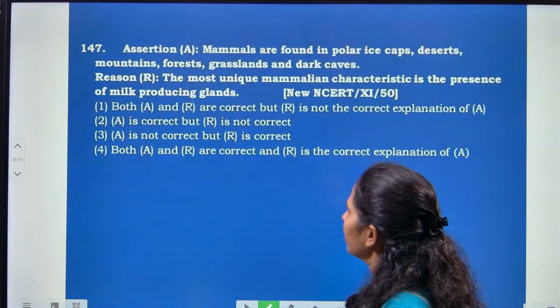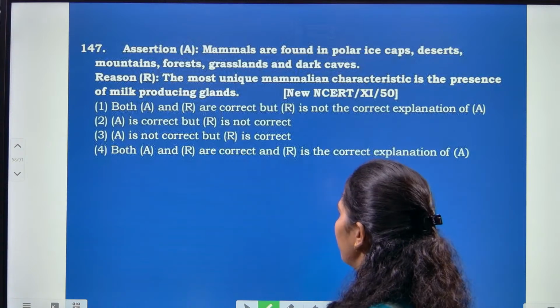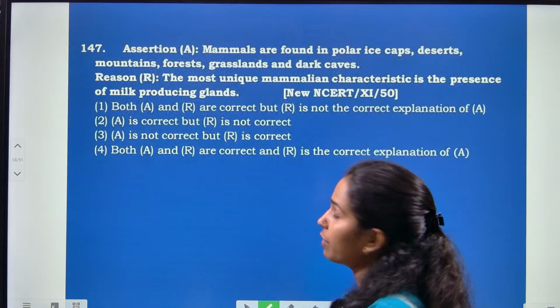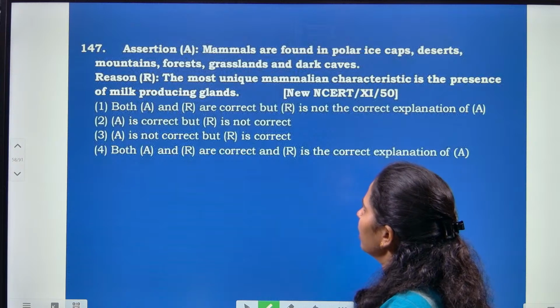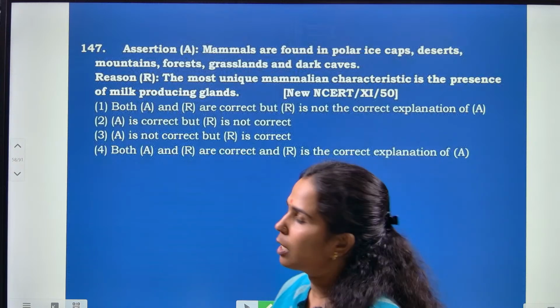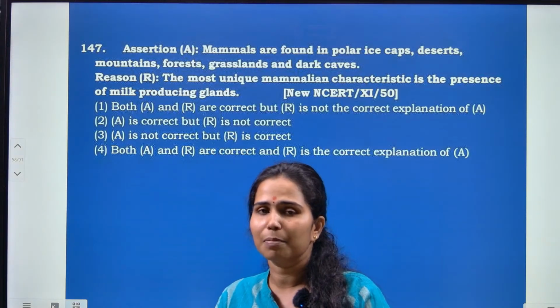Right. So assertion: the mammals are found in the polar ice caps, deserts, mountains, forests, grasslands and dark caves here. Yes, they are being found in different habitats here. So here the most unique mammalian character is the presence of a milk producing gland, and that is called the mammary gland. Yes, that's why we are called mammals here.